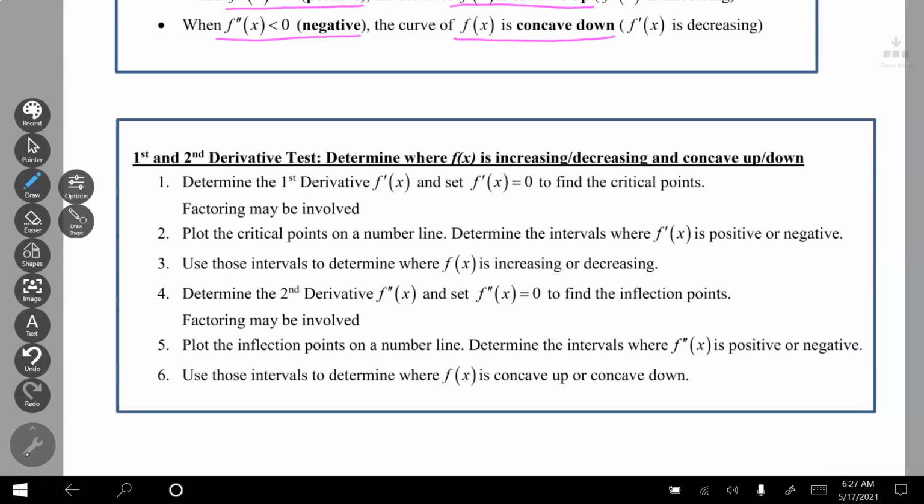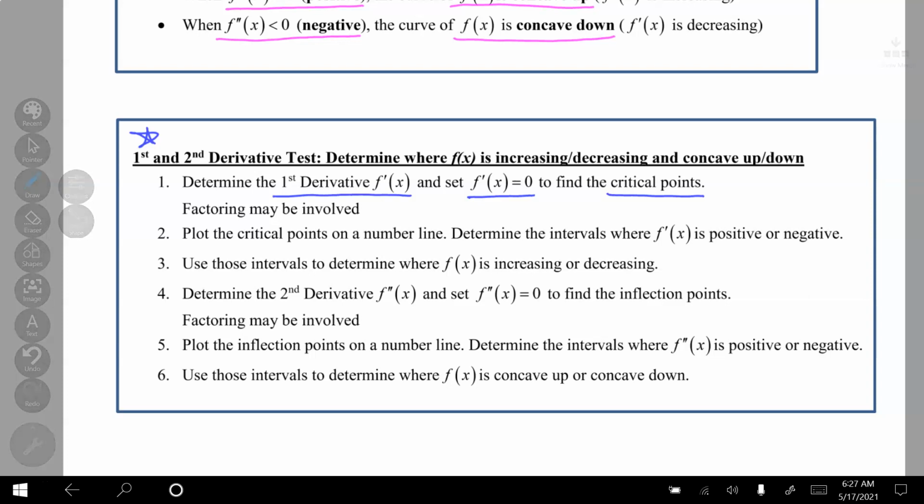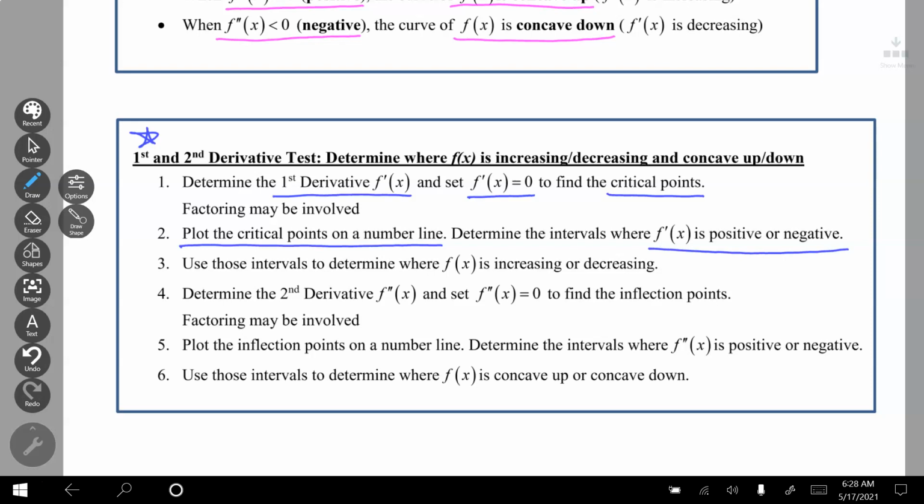So what we're going to do today is called the first and second derivative test. We're going to use the first derivative and set it equal to 0 to find the critical points. Okay, I may have to factor, but these critical points are where we have local mins and maxes, really where a graph could change from increasing to decreasing. If you go from increasing to decreasing, you have to hit 0 at some point, or vice versa. We're going to plot these numbers on a number line, and we're going to determine where f prime is positive or negative. Wherever f prime is positive or negative, that will tell me where the function is increasing or decreasing.